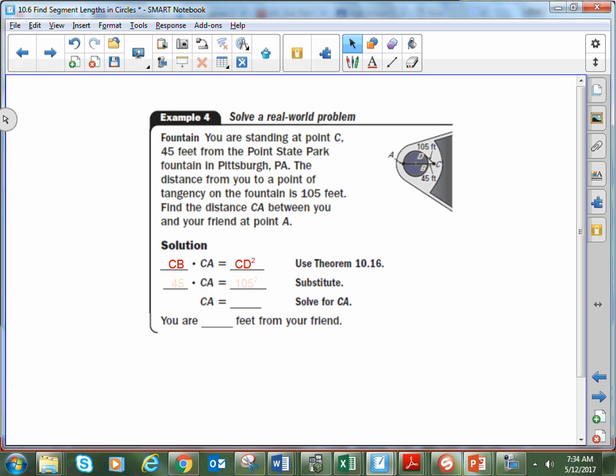Substituting the values that we have in this case, CB is 45, CD is 105. So we say 45 times CA is equal to 105 squared. Simplify, and I'm going to get 45 times CA is equal to 11,025. Then divide by 45, and we can say that the distance the two friends are away from each other is 245 feet.